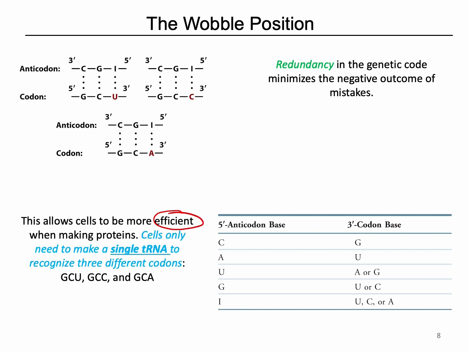So the reason for this is pretty straightforward, right? It means that they only need to make a single tRNA and very, very commonly a single aminoacyl tRNA synthetase for multiple codons. So for example, a single tRNA and a single aminoacyl tRNA synthetase are used for each of these three codons. Okay, that means the cell can just be more efficient.